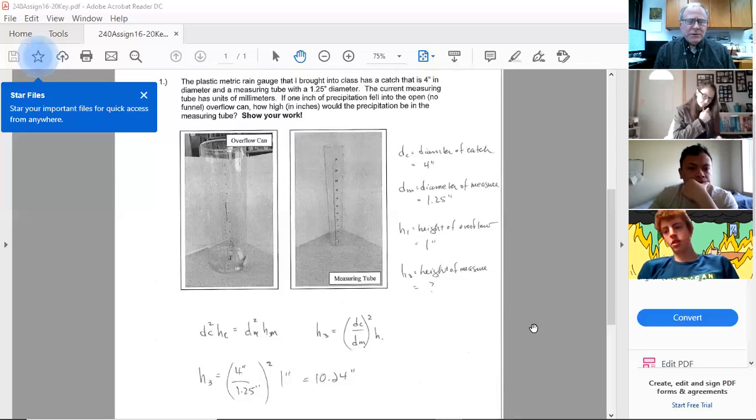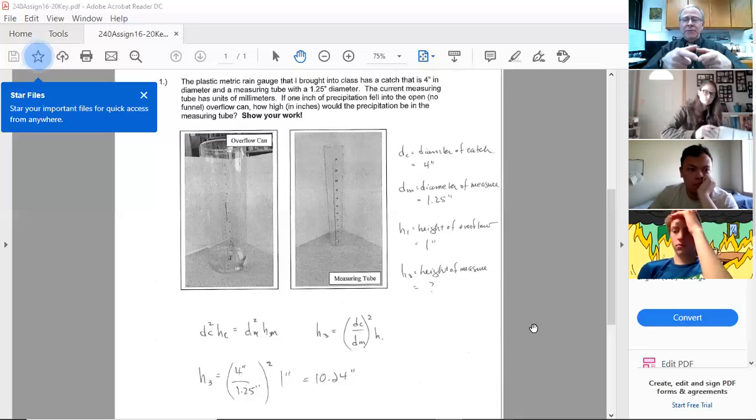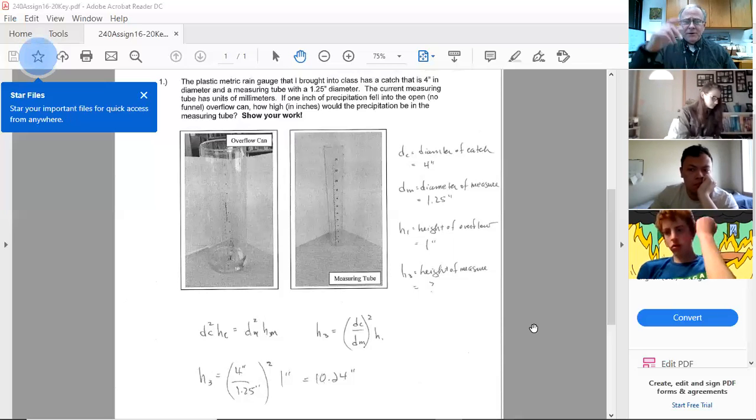So this works for rain gauges that are high resolution. This is a high resolution rain gauge. The reason it's high resolution is because we take a big catch area and then we funnel it down to a small area, and that increases the sensitivity. Remember, the amount of precipitation that falls in is only about 1 inch here, but it magnifies it up to 10 inches. And it's not really 10 inches of rainfall. It's just that we can measure it a little bit more precisely.